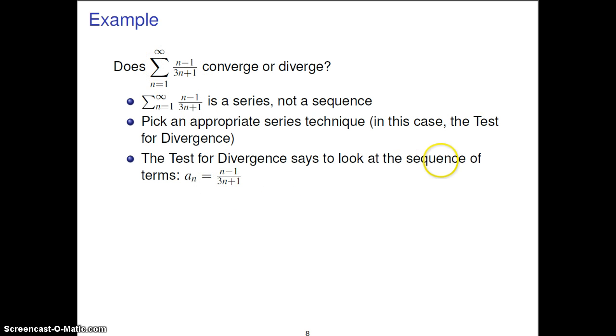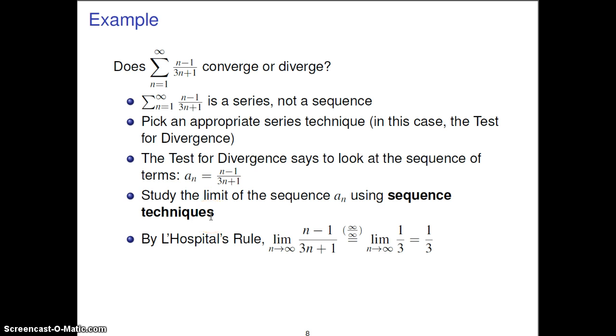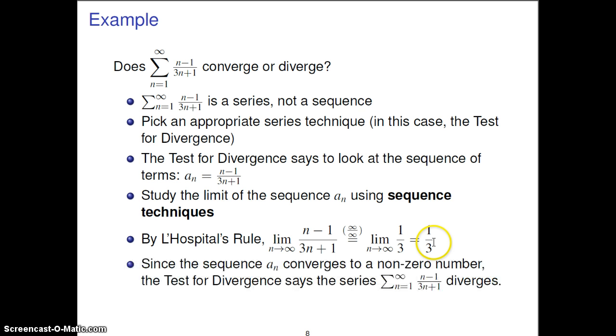Now that we're looking at a sequence here, though, you have to use sequence techniques. So study the limit of the sequence using sequence techniques, not series techniques. And the technique to study the limit of this right here is actually going to be L'Hopital's rule. So then you'll have the limit of the constant, a third, and that limit is simply 1/3. Now we've finished studying this sequence using sequence techniques, and now you can go back to what the test for divergence says.